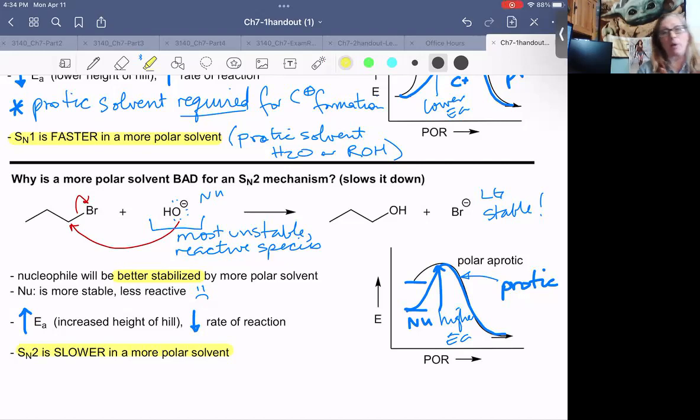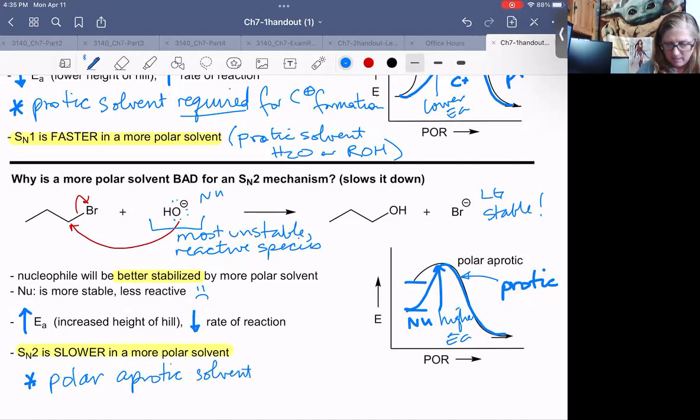So what's ideal for an SN2? How do we make the SN2 as good as possible? By using a solvent that doesn't hug onto that nucleophile, kind of keeps its distance, doesn't get attracted to it as much, a less polar solvent. In other words, what we're going to use is a polar aprotic solvent. The key here is that a polar aprotic solvent is ideal for SN2.